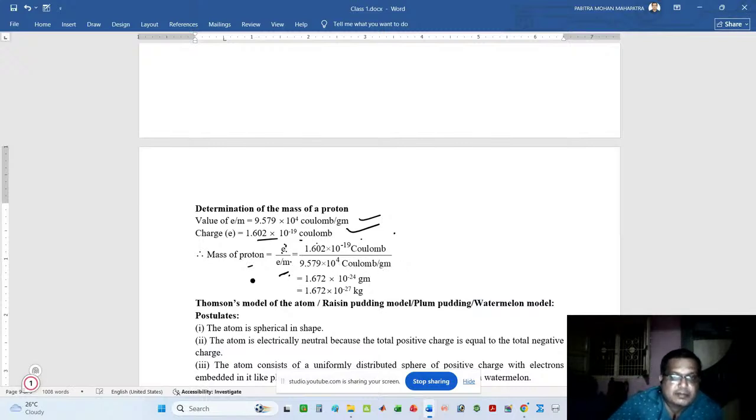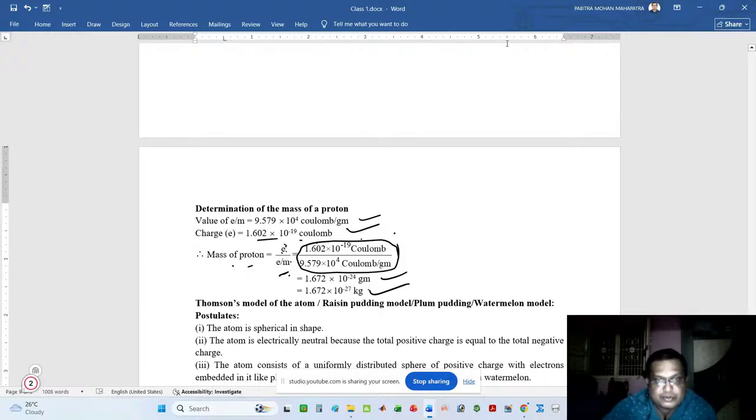So here I can say that the mass of proton is equal to how much? 1.672 into 10 to the minus 24 gram. This value you will find after solving this division. So the mass of proton is equal to 1.672 into 10 to the minus 24 gram. If I want to convert from gram to kg, then I can write 1.672 into 10 to the minus 27 kg. This is the mass of proton.